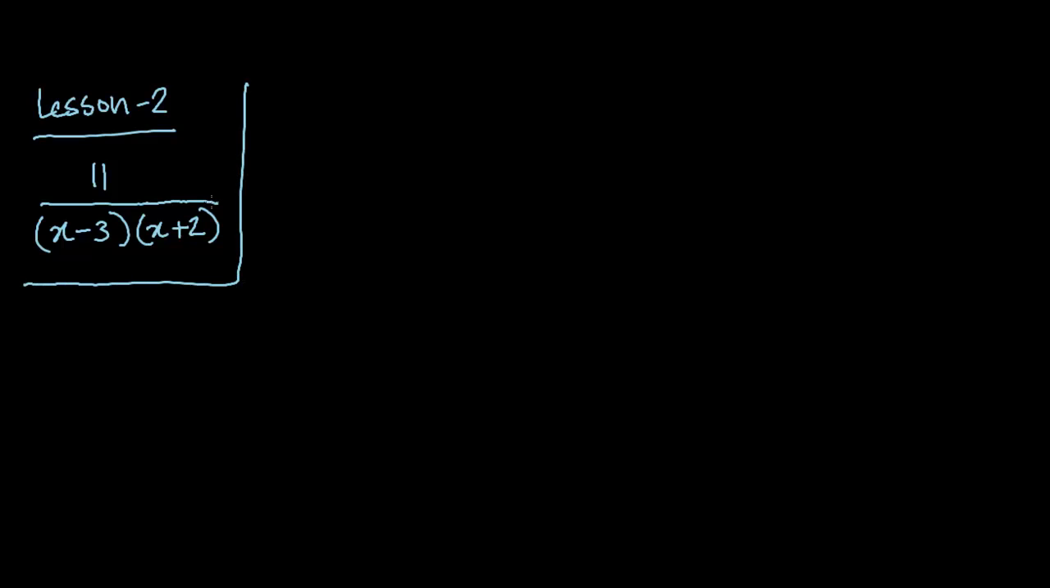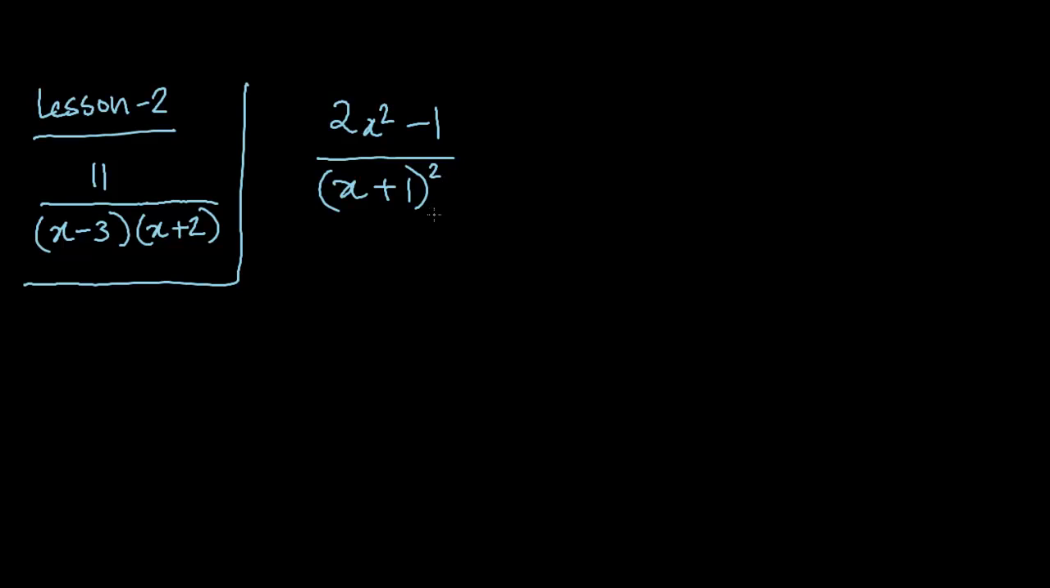Lesson 2. Last time we did a very simple example, and that was 11 over (x minus 3)(x plus 2). This time we're going to deal with denominators that are a bit more complex, such as 2x squared minus 1 over (x plus 1) squared.